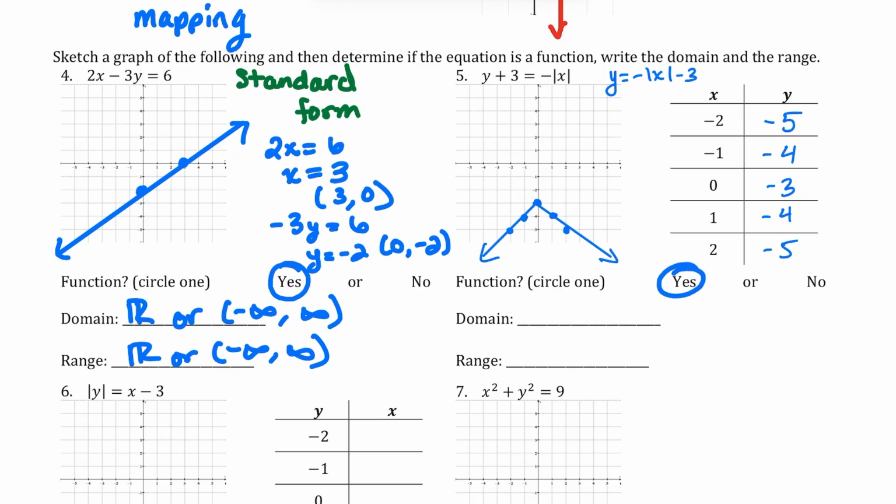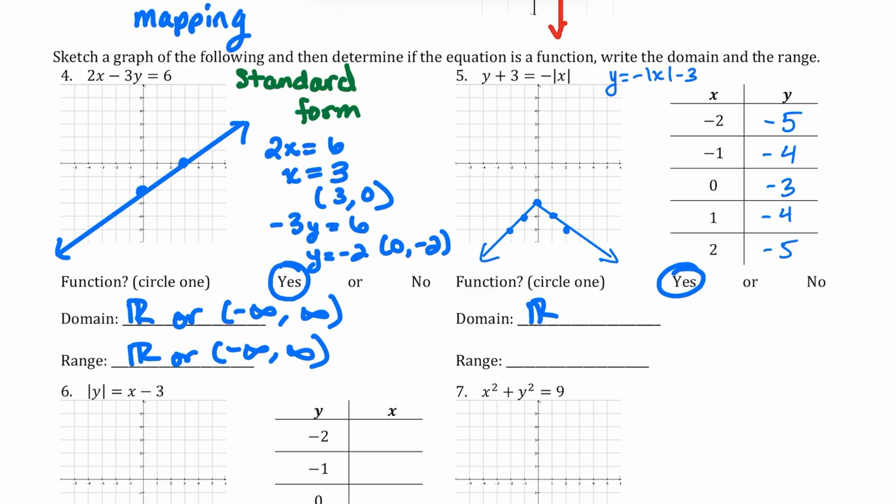Now, what about my domain? Well, I can plug in any value of x that I want to. So I'm going to use the script R because it's just a lot easier to write. However, if you notice your graph, it starts at negative 3 and goes down. So the range is all the values of y that are less than or equal to negative 3.